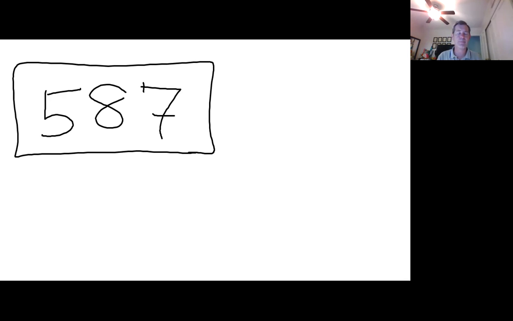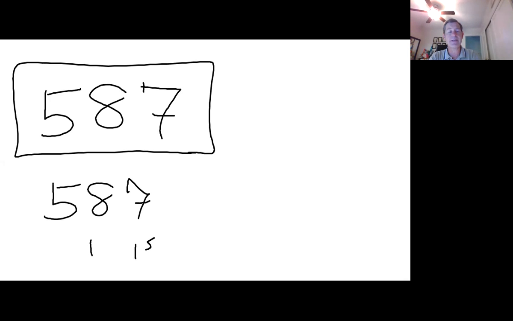There's no places associated with this. So if I actually have this as a numeric value, then we read that as 587, and that's because this is the ones place, this is the tens place, and this is the hundreds place, and if I had more places, etc., right, thousands, ten thousands, hundred thousands, millions.